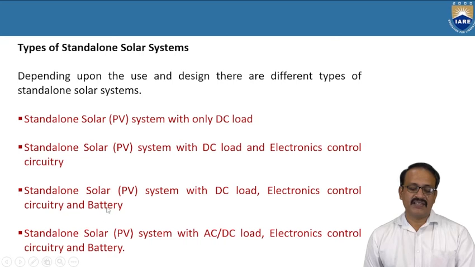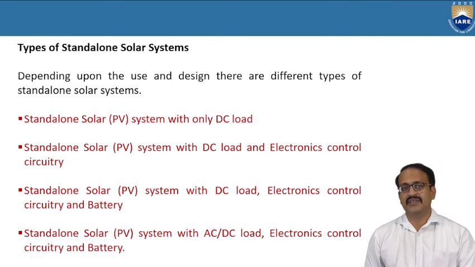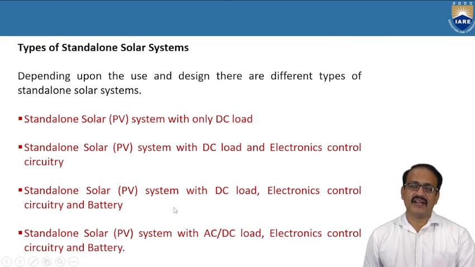So the third thing is the standalone PV system with the DC load, with the electronic circuit and battery. Okay, so up to here we are very good. We can supply power for DC loads even in the night time, and even in cloudy times we can manage with the help of this battery bank.